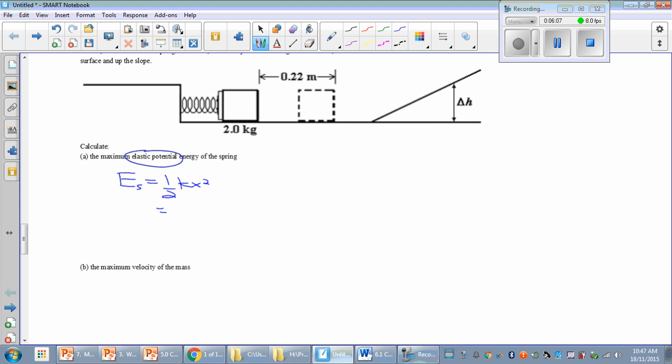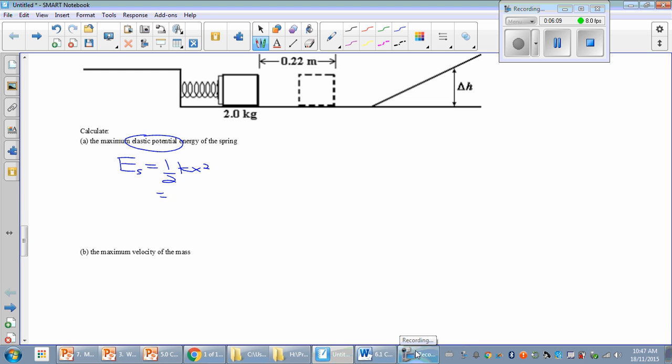That's K. I'm just going to go up and look at it. It's 800 newtons per meter. So that's going to be 1/2 times 800, and how much are we compressing it? 0.22 meters. Don't forget to square that. I think it works out to around 19 or so joules, but let's check the calculation.